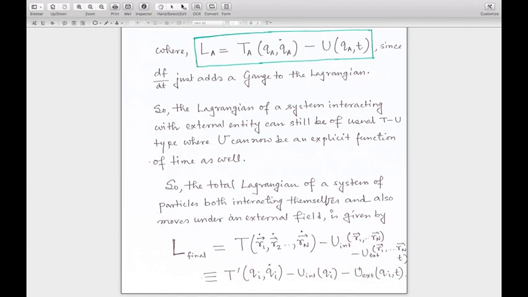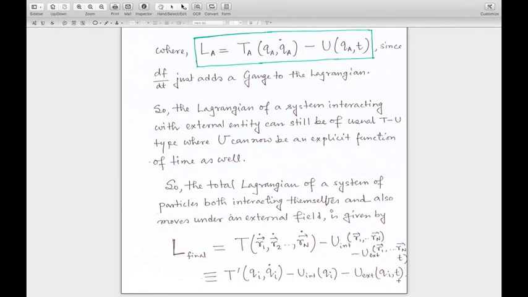This is another function, let's say U prime. And finally the external part, which will be a function of the ri's up to rn and t, and the same thing here, so it will be minus U external prime. Of course there is another prime because this is not necessarily the same functional form, and this will be a function of the qi's and t.